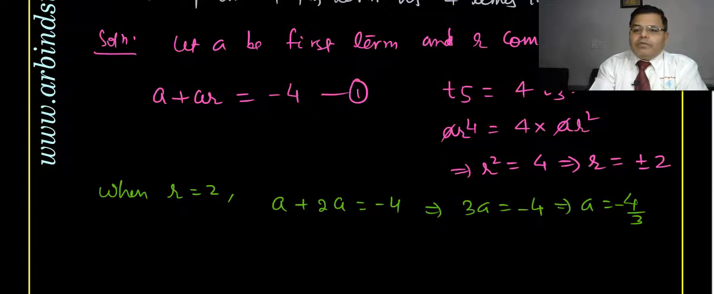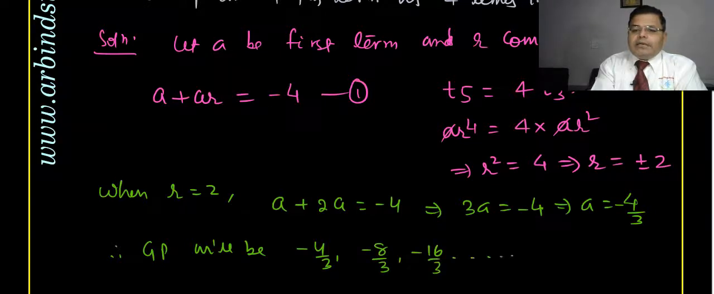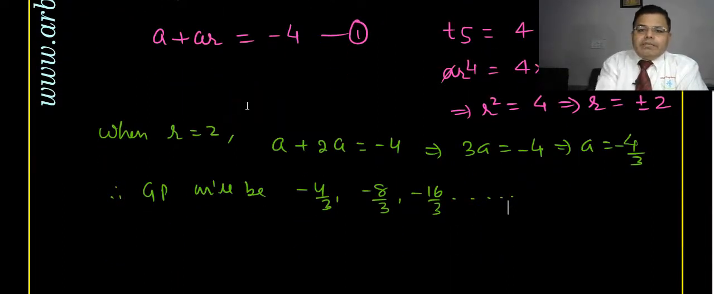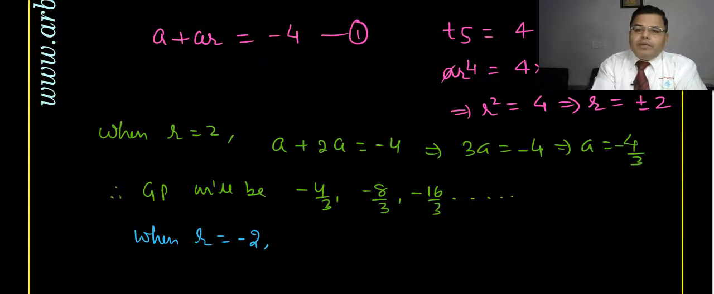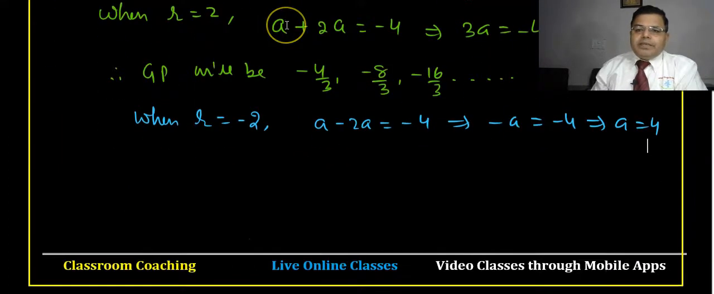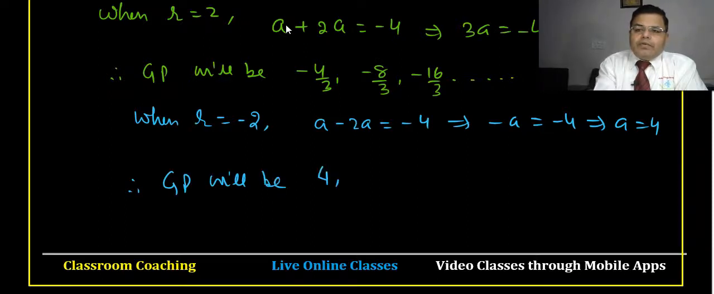I hope you got it. A is equal to minus 4 by 3, and therefore the GP will be, in that case, A is minus 4 by 3, R is 2, so minus 8 by 3, minus 16 by 3, like that. This will be possible. When R is minus 2, then it will be A minus 2A is equal to minus 4, that is minus A is equal to minus 4, A is equal to 4. In that case, therefore the GP will be 4, R is minus 2, so minus 8, and then again times minus 2, plus 16, then minus 32, etc.